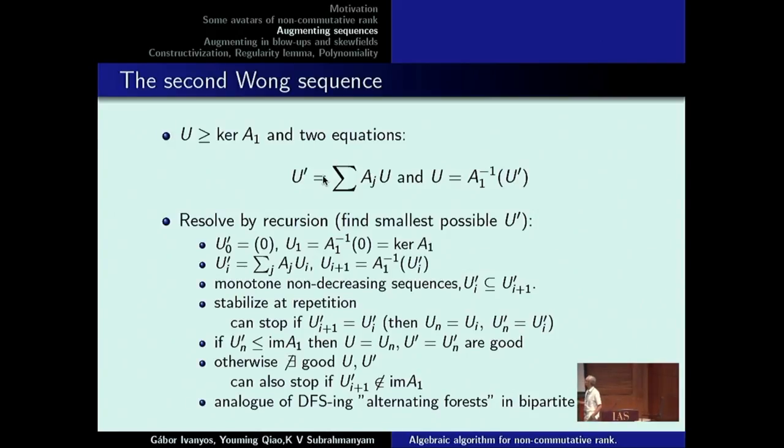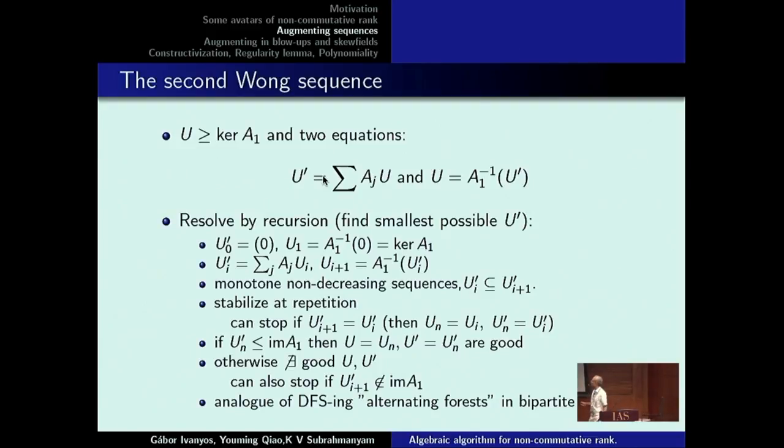We start off with, of course, if A1 is full rank, we're done. There's nothing to do, because we have a full rank matrix in the given matrix span. So we'll assume that there is a non-trivial kernel. That is, A1 kills something, so we look at the kernel of A1.